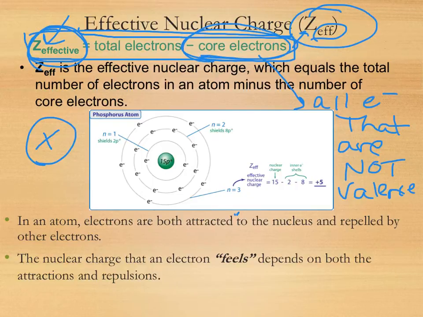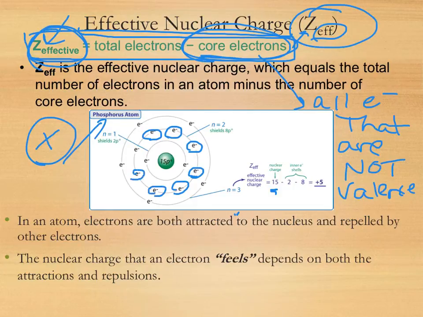Let's look at an example. I think it'll help you understand it the best. Here's a Bohr model of phosphorus, okay? Phosphorus has 15 total electrons, has atomic number 15. It turns out that, how many core electrons does phosphorus have? I'm going to circle them. 1, 2. Remember, core electrons are the inner ones. They're not valence.